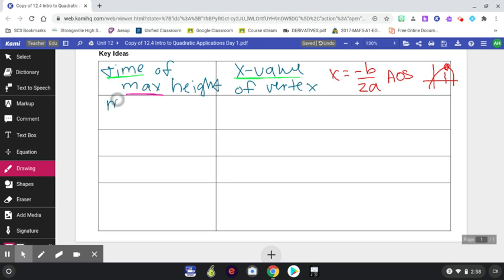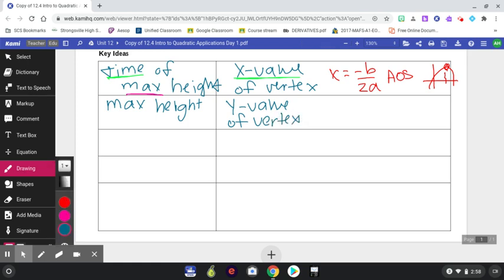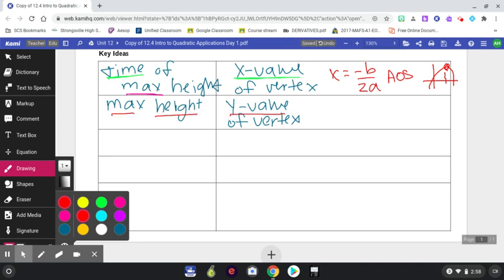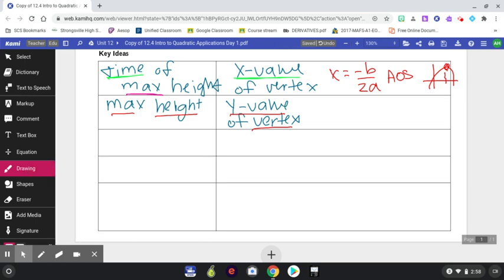Sometimes I'm asked just to find the max height. And the max height is related to the y value of the vertex. Again, when I'm looking at the height of something, I'm looking at a y value. And again, maximum relates to vertex. So if I'm going to find the max height or the y of the vertex, then I need to have the x of the vertex to substitute.